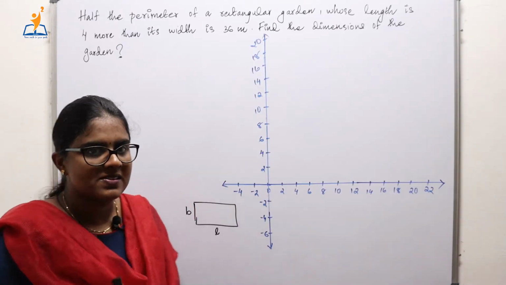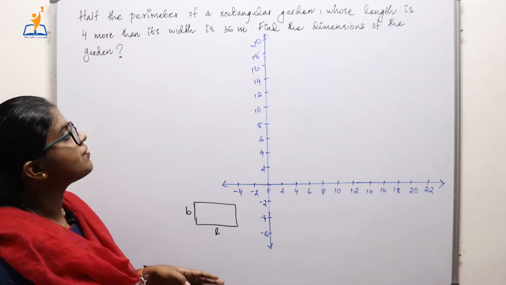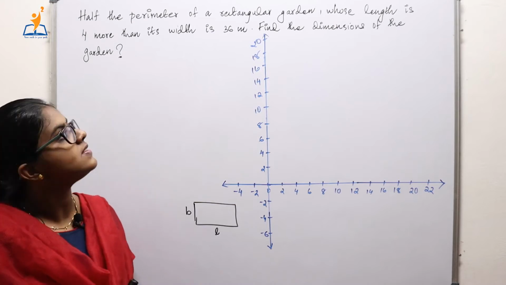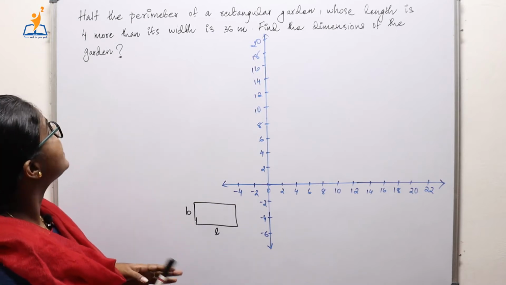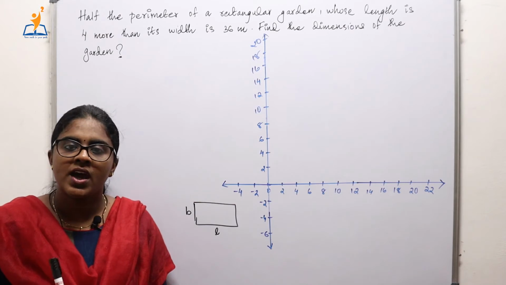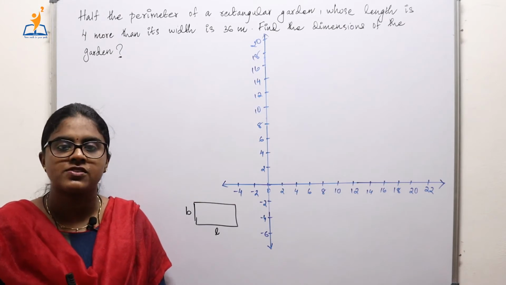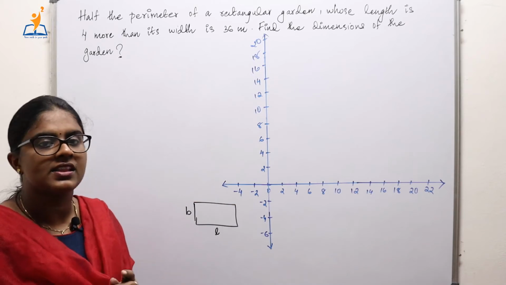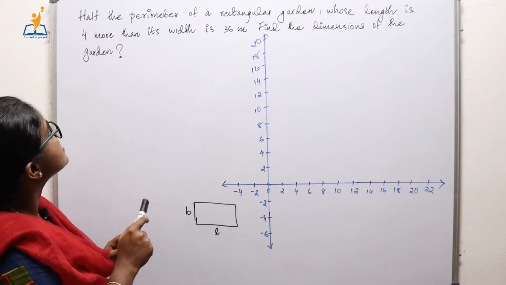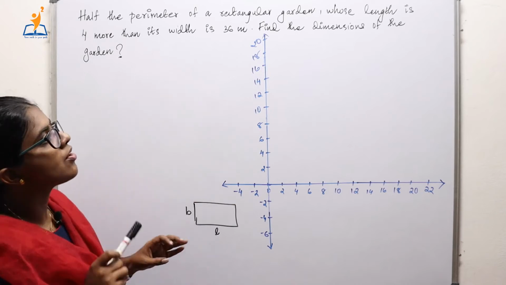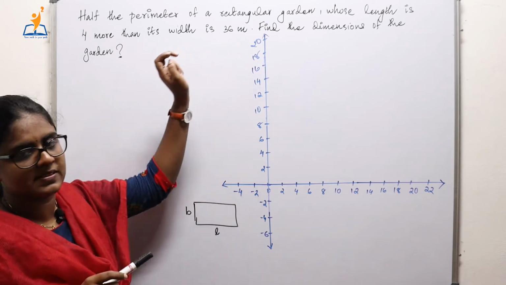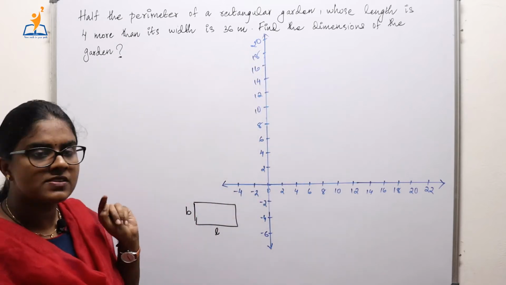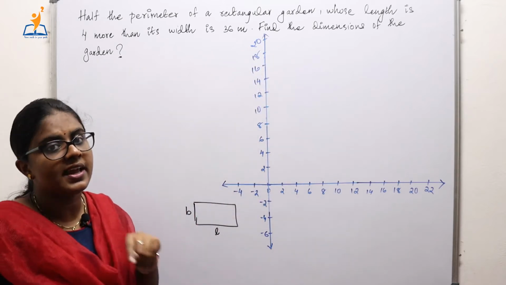Now the next question is, half the perimeter of a rectangular garden whose length is 4 more than its width is 36 meter. Find the dimensions of the garden. We are asked to find the dimensions of a rectangular garden, and 2 conditions are given regarding the rectangular garden: half the perimeter of the rectangular garden is 36 meter and the length of the garden is 4 more than its width.